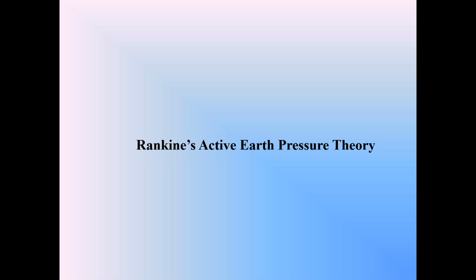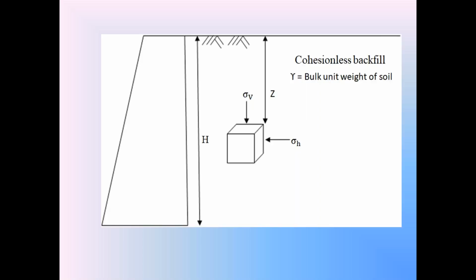Coming to the derivation of horizontal active earth pressure from this Rankine's theory, please follow this carefully. In the Rankine's active horizontal earth pressure, first we consider the retaining wall. So check this diagram please. First we consider the retaining wall supporting the backfill.